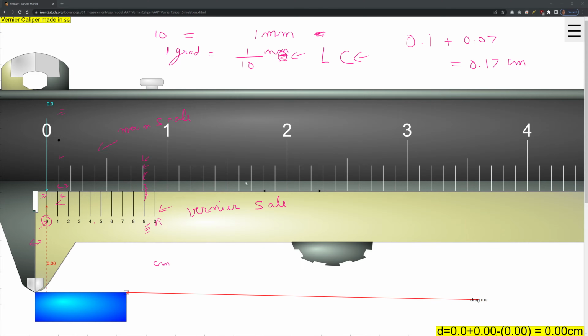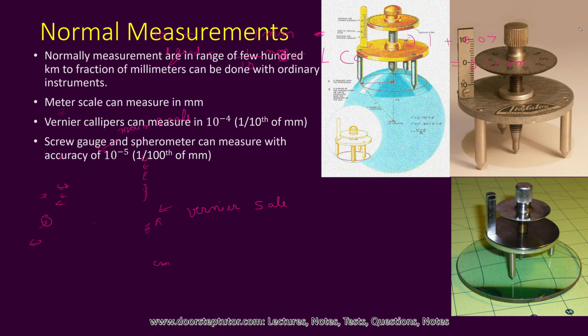So this is an example of a Vernier caliper, and those two instruments, Vernier calipers and screw gauge, are used to measure lengths to great accuracy. So those two are important. Now another such device which is also used to measure lengths to great accuracy is this one. This is known as a spherometer.